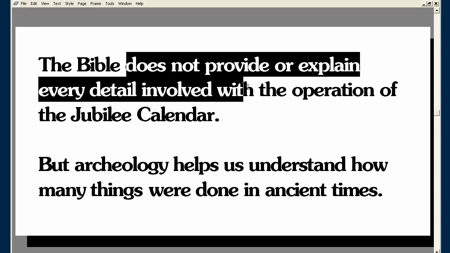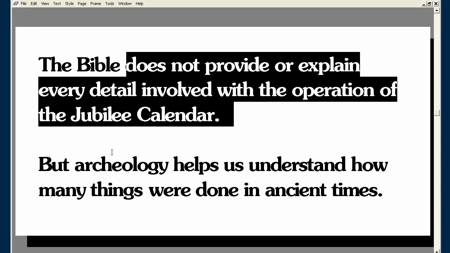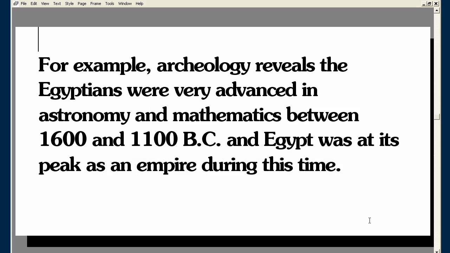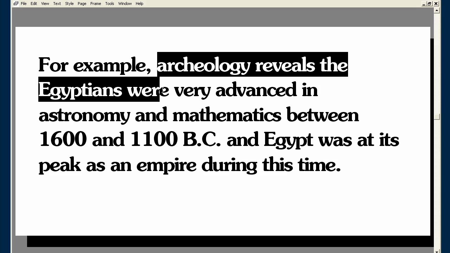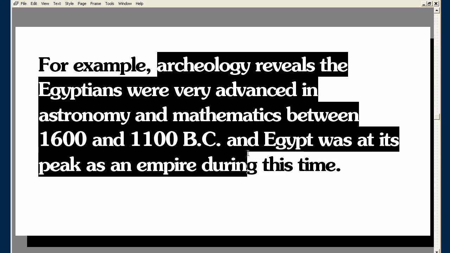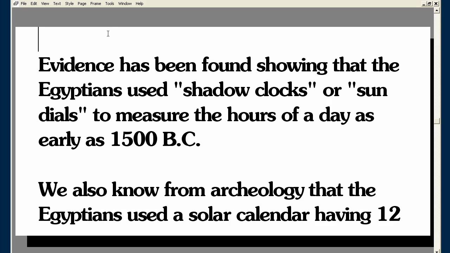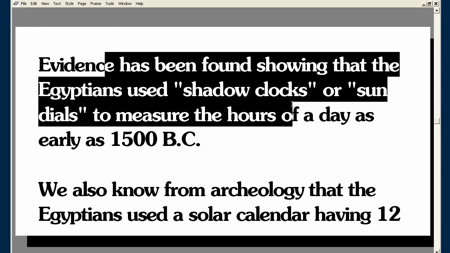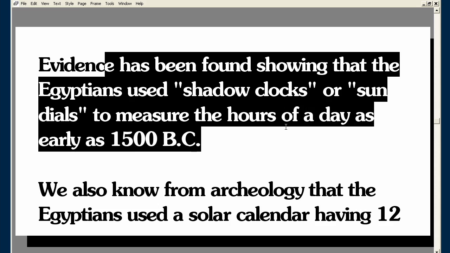The Bible does not provide or explain every detail involved with the operation of the Jubilee calendar, but archaeology helps us understand how many things were done in ancient times. For example, archaeology reveals the Egyptians were very advanced in astronomy and mathematics between 1600 and 1100 BC, and Egypt was at its peak as an empire during this time. Evidence has been found showing that the Egyptians used shadow clocks or sundials to measure the hours of a day as early as 1500 BC.